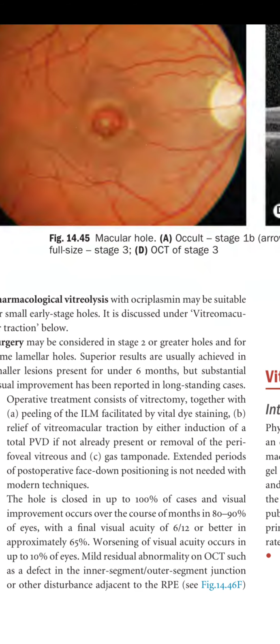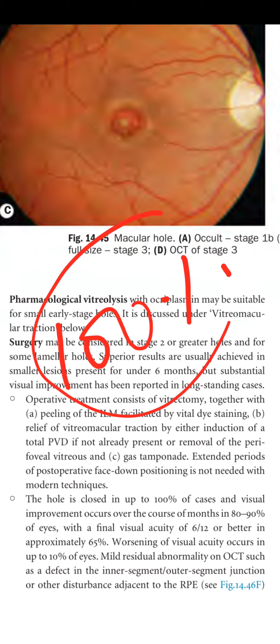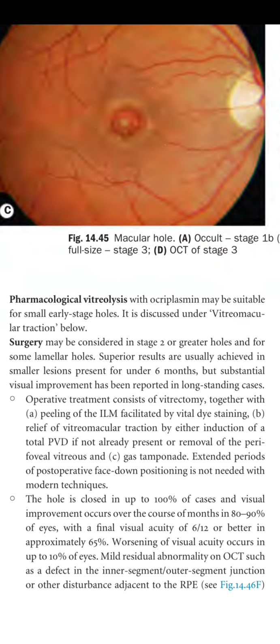The hole is closed in up to 100% of the cases, and visual improvement occurs over the course of months in 80 to 90% of the eyes, with a final visual acuity of 6/12 or better in approximately 65%. So most of the time the macular hole can be closed, with a final visual acuity of 6/12 or better in approximately 65% of the cases. Worsening of the visual acuity occurs in up to 10% of the eyes.